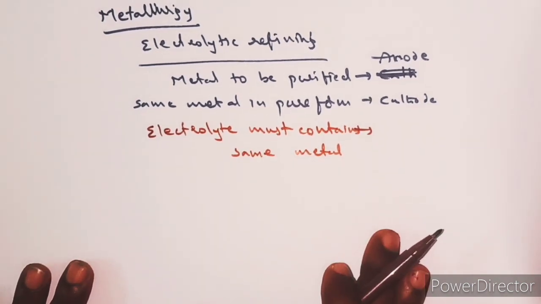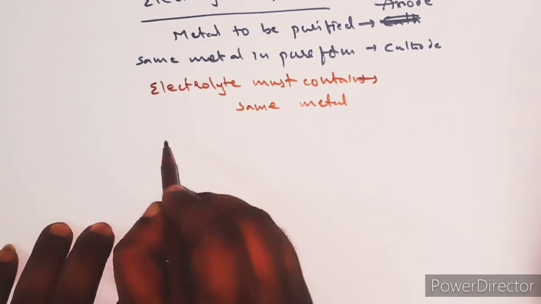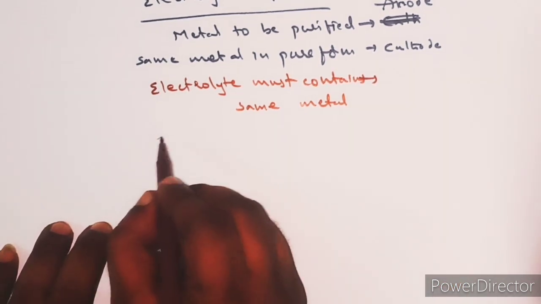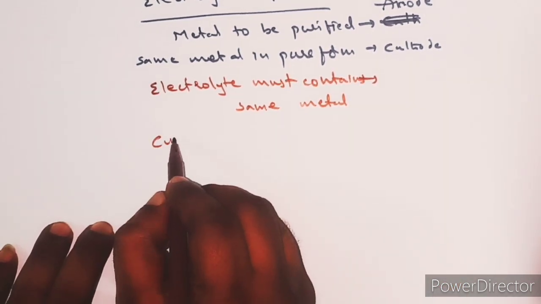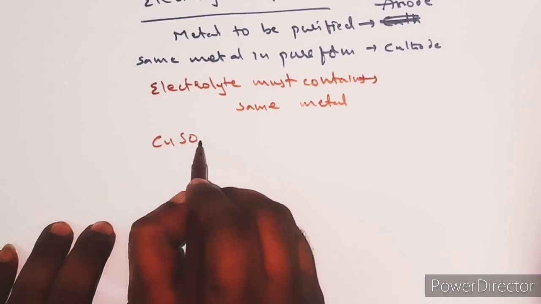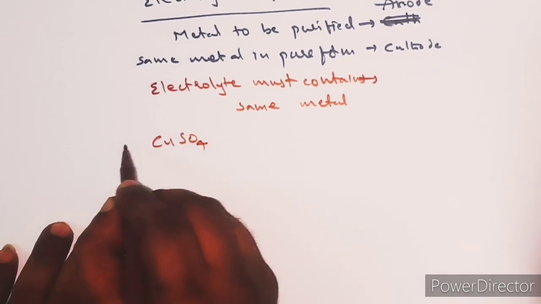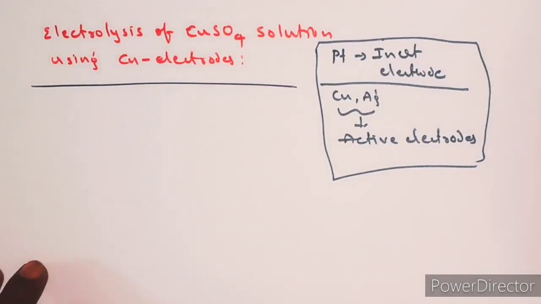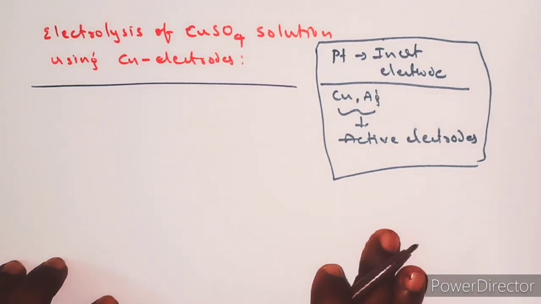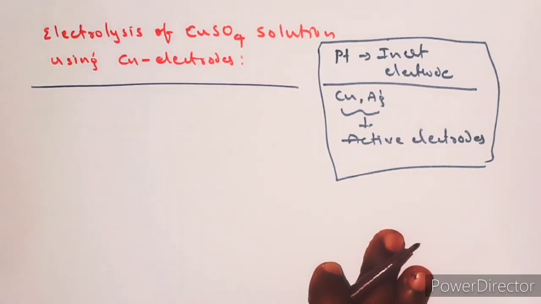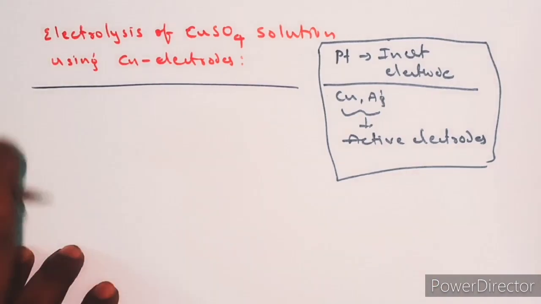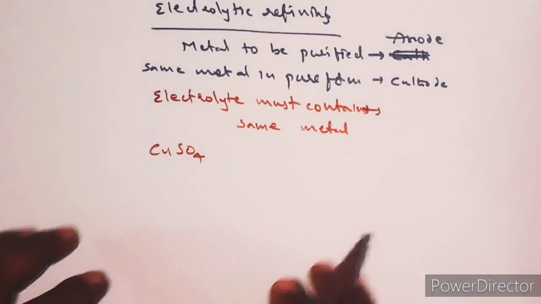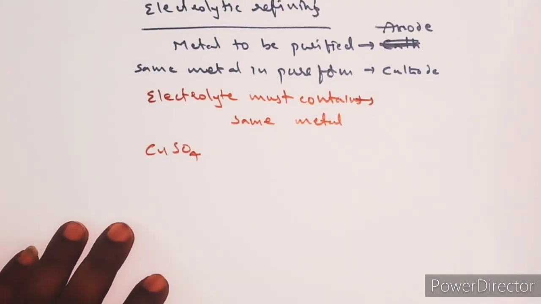Now here, suppose we take copper sulfate. Let us take copper sulfate using copper electrodes. Let us go back there. If you see our previous example, what is happening here? In this case, see the generalization I'm telling you here.